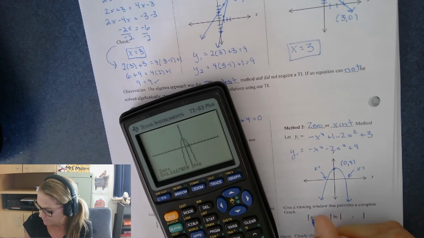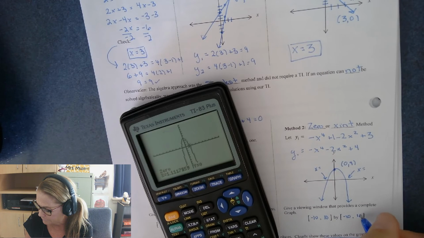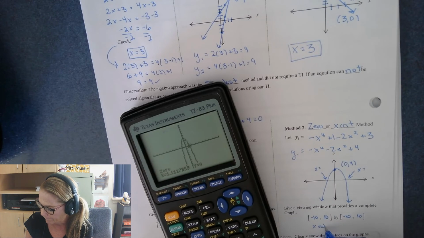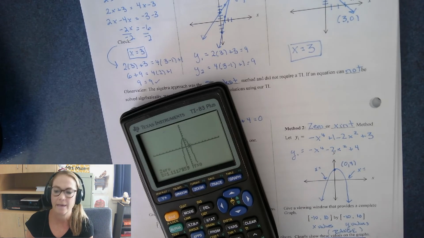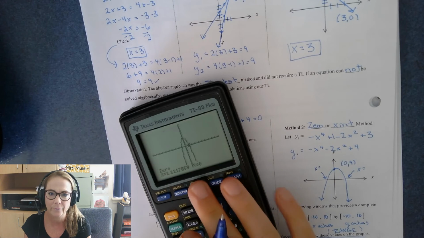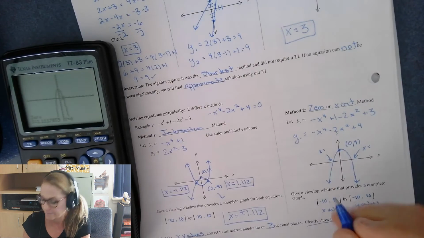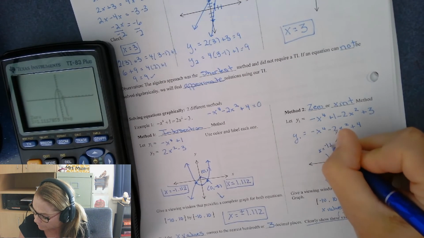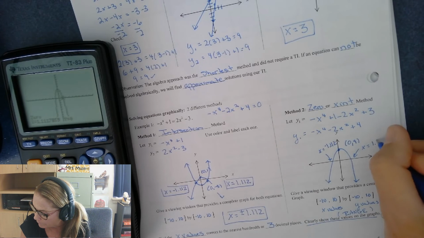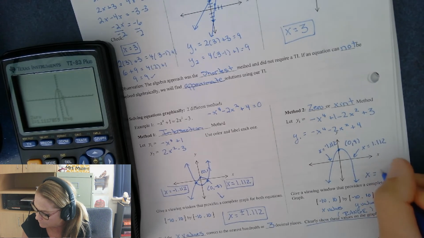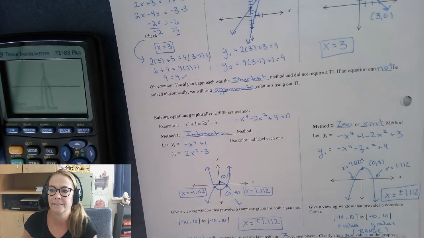All right, and I was on a 10 by 10. This is your x values, and these are your y values, meaning the range of them on the calculator, okay? And that's what I got when I did Zoom 6. So this was negative 1.112, positive 1.112, x equals plus or minus 1.112. Okay, next page.